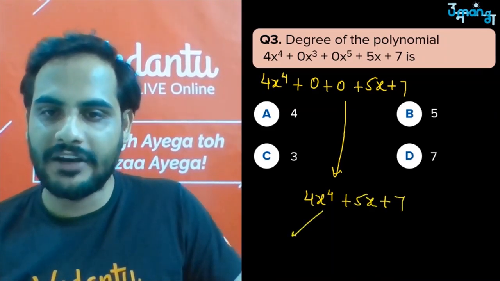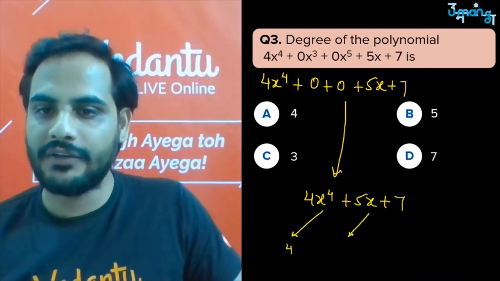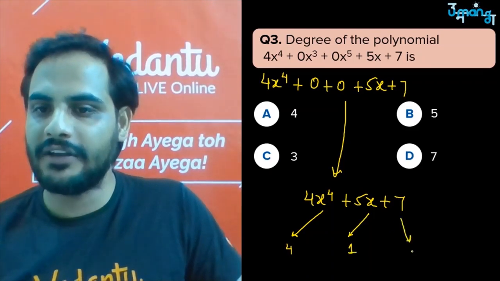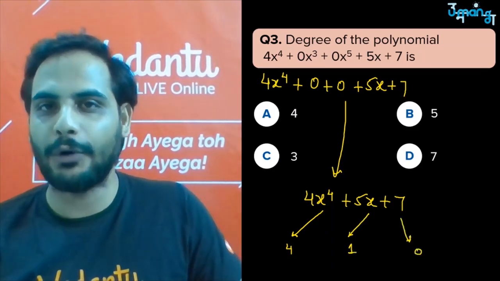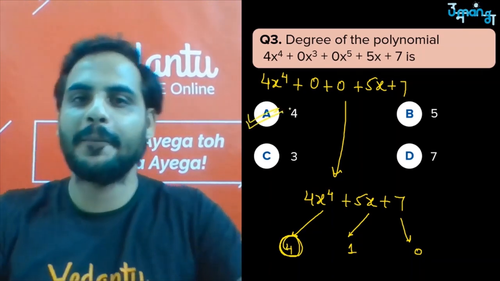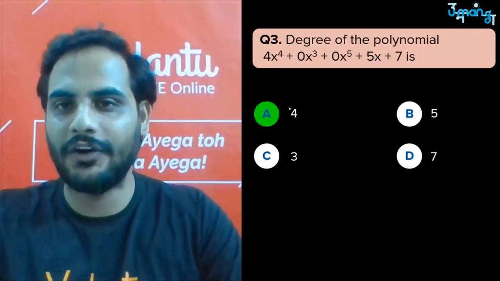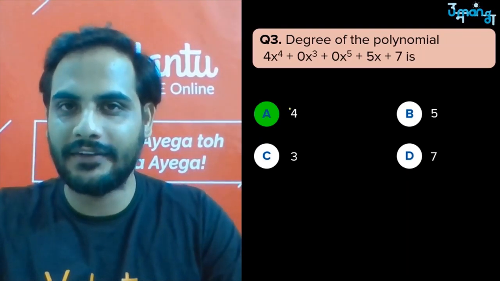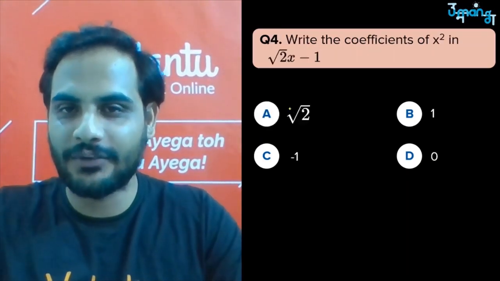So the power of the variable here is 4. Power of the variable here is 1. Power of the variable here is 0 because it is a constant number. So the highest power is 4. So option A is your correct answer. Got it? Let's go for the next question.